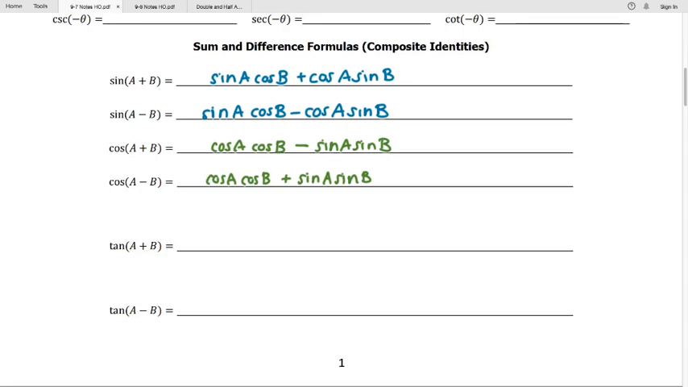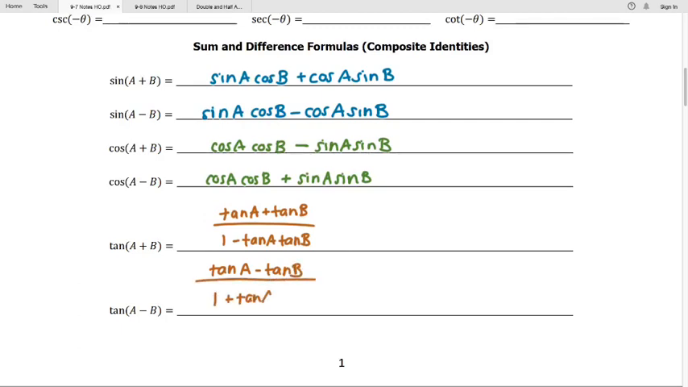All right, tangent of A plus B will expand to the tangent of A plus the tangent of B over 1 minus the tangent of A times the tangent of B. And then very similarly, the tangent of A minus B becomes the tangent of A minus the tangent of B over 1 plus the tangent of A times the tangent of B.